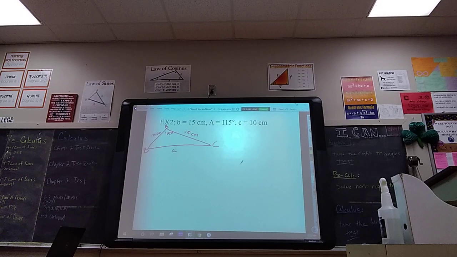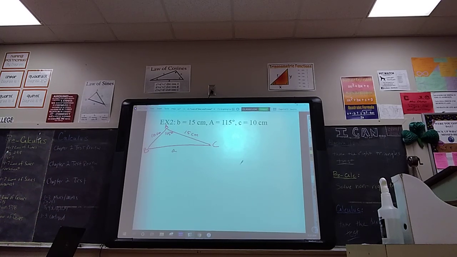This one is kind of a little bit more restricted in what you need to do. So that last one, we could pick whatever angle we wanted to find first. I always pick the biggest angle. I don't know why. I just do. It's usually what?